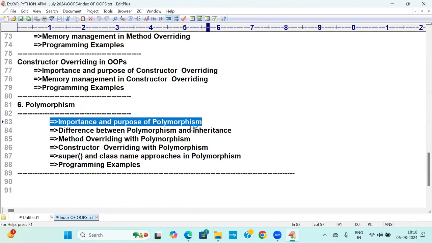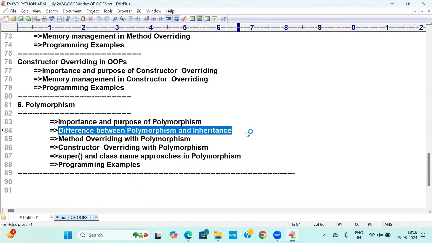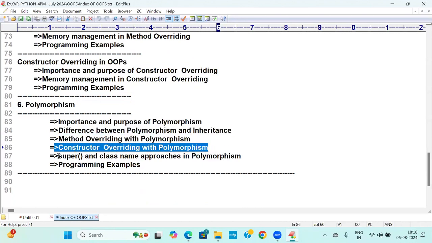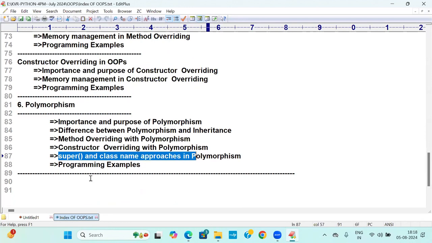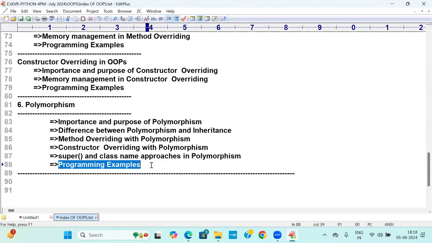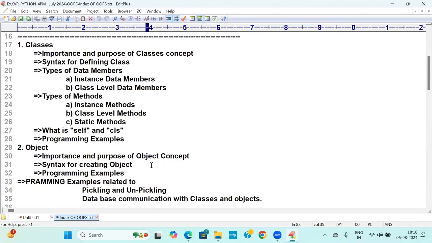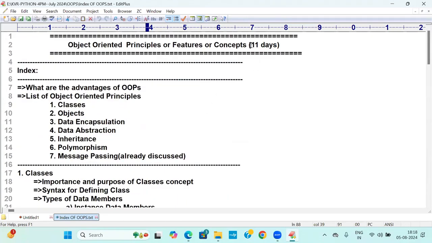Importance and purpose of polymorphism. Difference between polymorphism and inheritance. Method overriding with polymorphism. Constructor overriding with polymorphism. Super() and class name approaches in polymorphism, followed by programming examples. This is my classroom agenda. This topic will take 11 days.